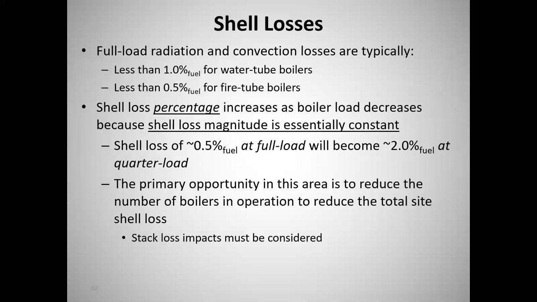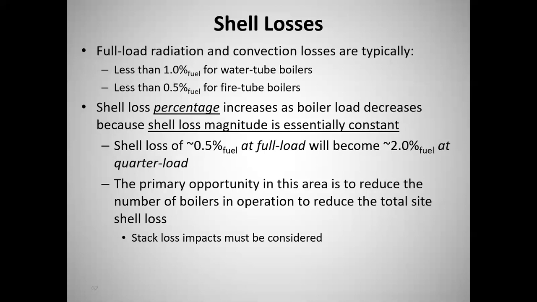You don't want to operate 3 boilers at 1/3 load when you could operate 2 boilers at, what, 60% load. You could shut one down and you would eliminate that whole shell loss and you could still produce the same amount of steam.